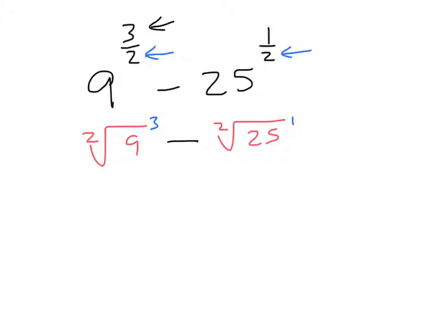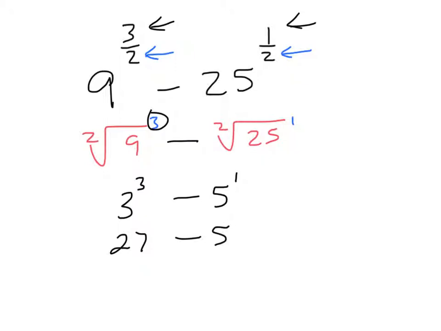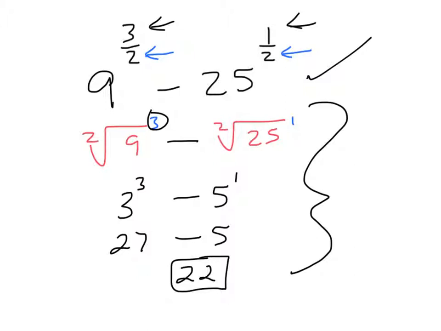The numerator is your power. So the square root of 9 is 3. Bring down that 3rd power. Minus the square root of 25 is 5. If you want to bring down that 1st power, 5 to the 1st power is just 5. But 3 to the 3rd power is 27. 5 to the 1st power is 5. 27 minus 5 is 22. Okay? Make sure you're writing down the problem, and then make sure you're showing your work as we go along.